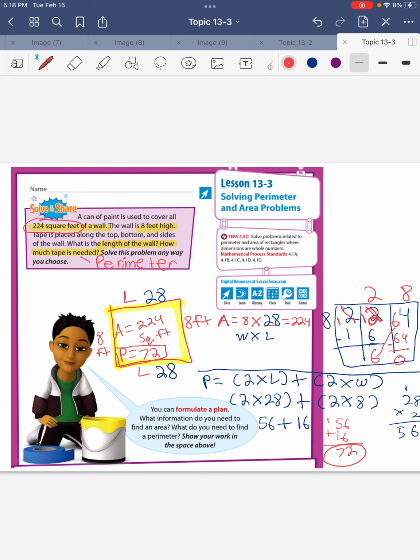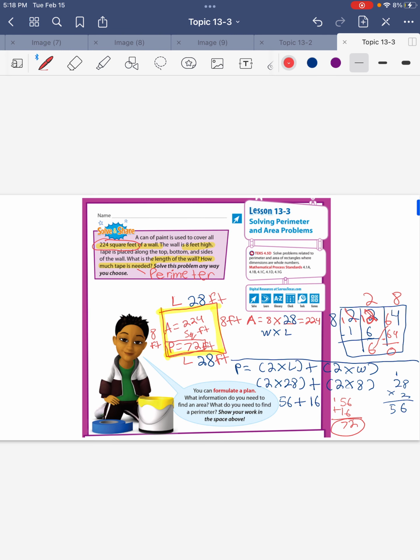Okay, so to answer my questions, what's the length of my wall? It's 28. How much tape was needed, which is just meaning what's the perimeter? 72, okay? And I almost forgot, it's feet, okay? 72 feet, 28 feet, okay? And that's how we do that problem.